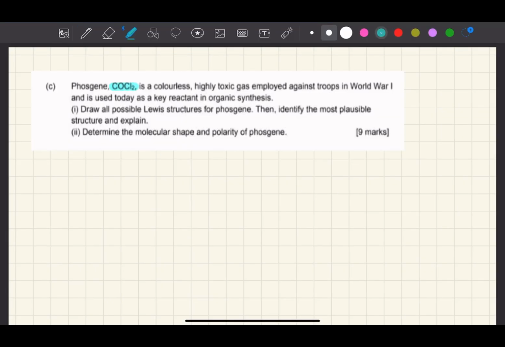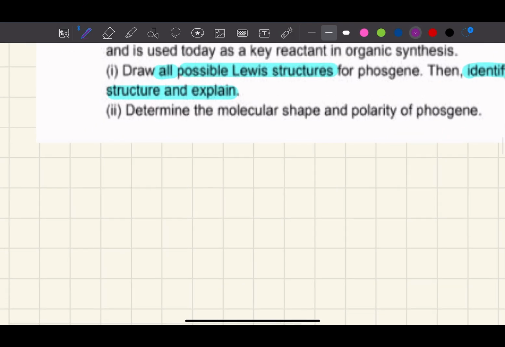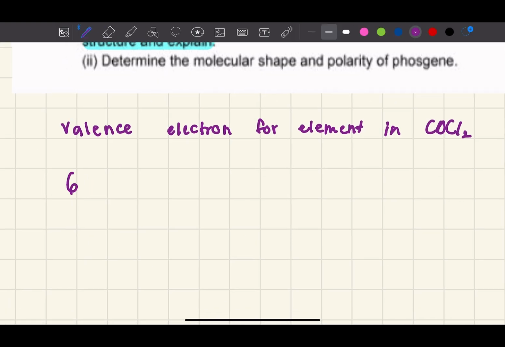Question C: phosgene, COCl2, is a colorless, highly toxic gas employed against troops in World War I and used today as a key reactant in organic synthesis. Draw possible Lewis structures for phosgene, then identify the most plausible structure and explain. First we draw all possible Lewis structures of COCl2. We write the valence electrons and then count the total valence electrons before drawing the Lewis structure.